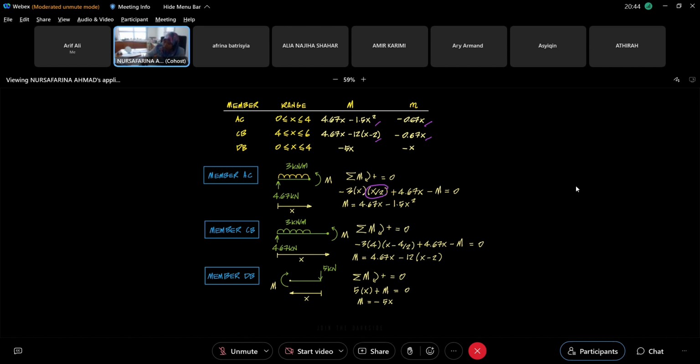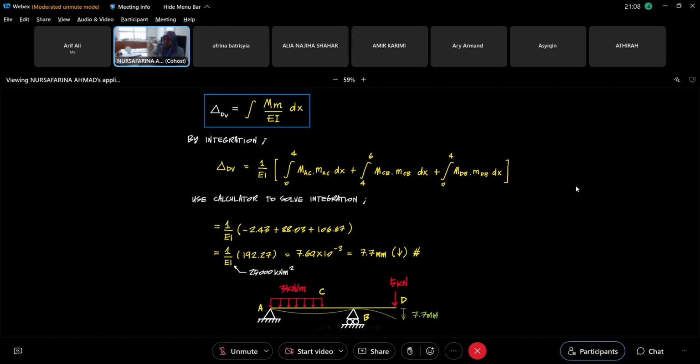UDL, remember: UDL the direction is X over 2. Right? And then member BC, you just continue with the same. You get the equation, which is also the same. Right, and then member DB, and then you calculate. This one is by integration, so you substitute into the integration. Right, use a calculator to solve the integration.